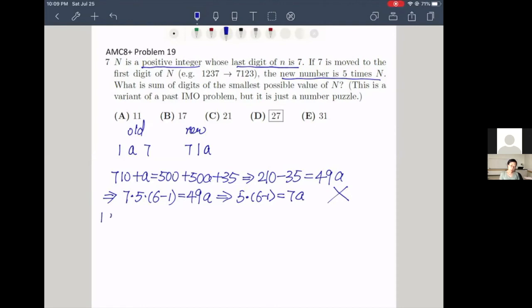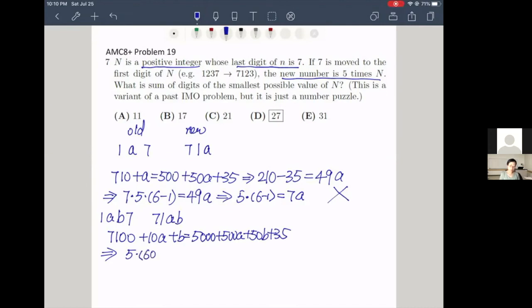Let's try two digits. The old number is 1, A, B, 7, and the new number is 7, 1, A, B. Again, let's use the relationship of 5 times. We can rewrite it again, and you will see that it's 5 times 60 minus 1 equals 7 times 10A plus B. The right-hand side is a multiple of 7, but the left-hand side is not, because 5 times 59, which is 295, is not divisible by 7, so this does not work either.